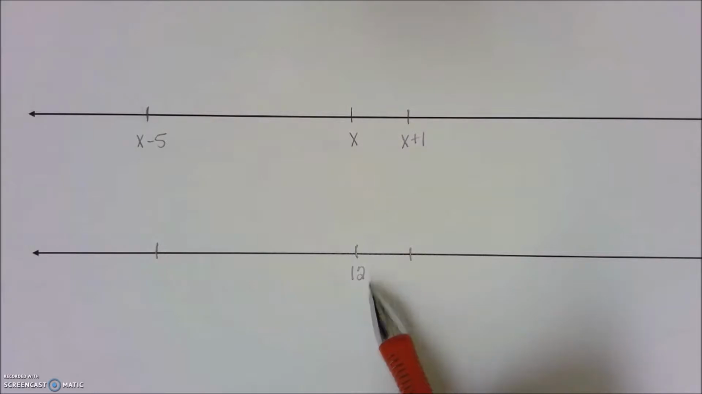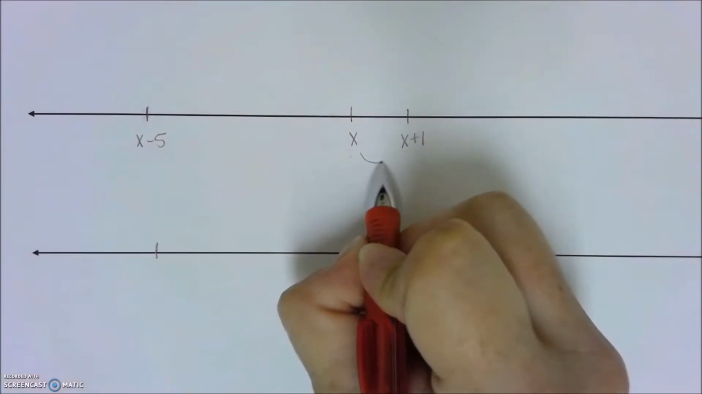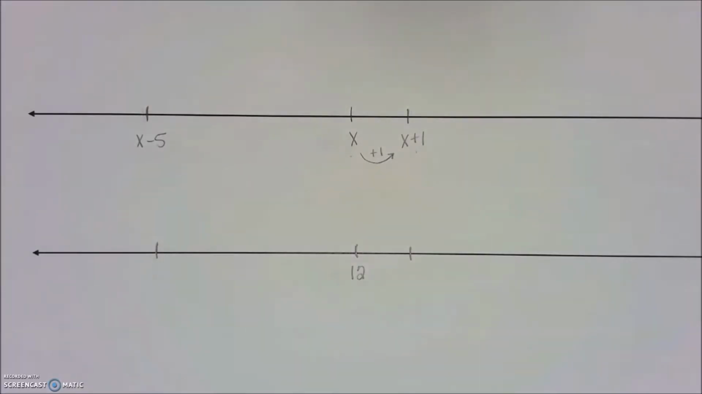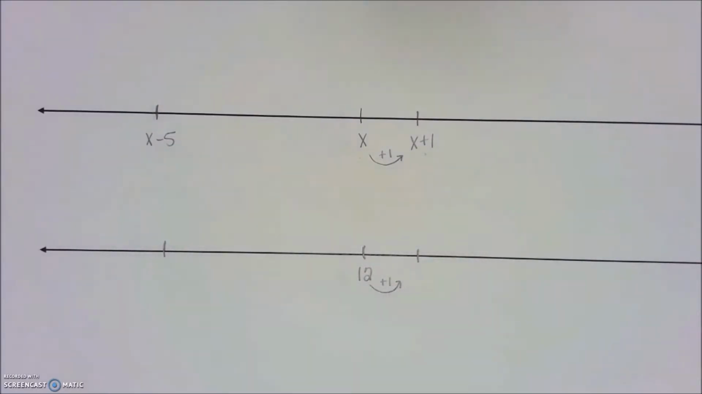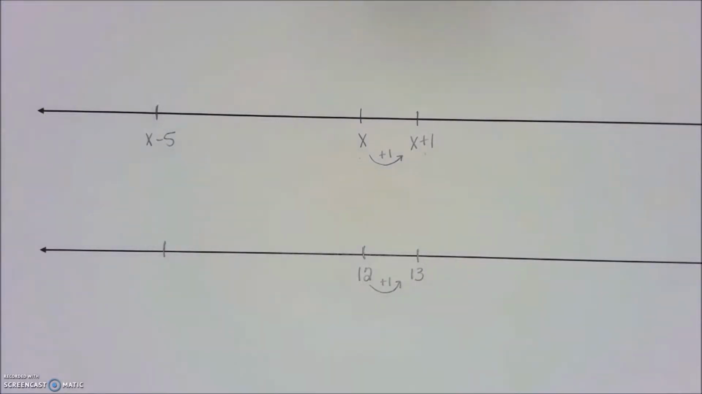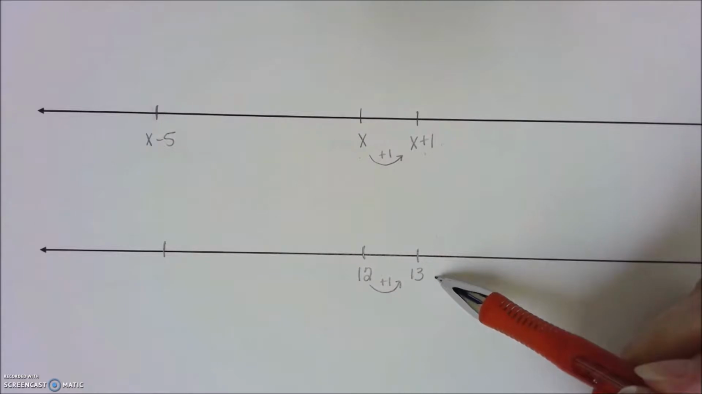If we move to the right on the number line, we see x plus 1. We get that from adding 1 to x, so we must also add 1 to 12. So 12 plus 1 is 13. So x plus 1 is equivalent to 13.